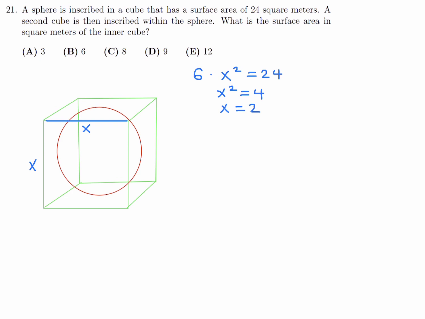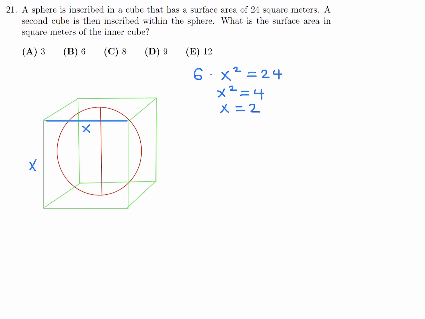Now, if you look at this sphere that I have drawn in red, I really just drew a circle, but please pretend that it's a sphere. One thing that we know is that top to bottom for that sphere will be what? It will be x, correct? Because the sphere is inscribed perfectly in this cube. So its very top will touch the top of the cube, and its very bottom will touch the bottom of the cube.